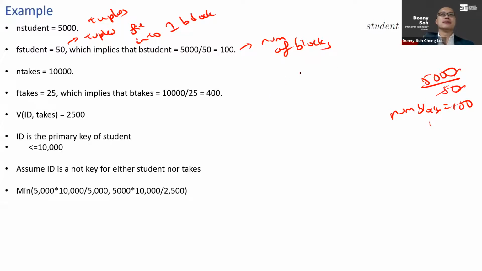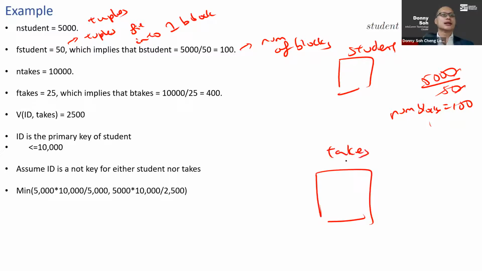So this is the first table, table student. And then I have another table, ticks. The number of records in ticks is 10,000, and the number of records that can fit into a block for this table is 25. And so the number of blocks will then be 10,000 divided by 25, which is 400. So same theory as what we have over here.